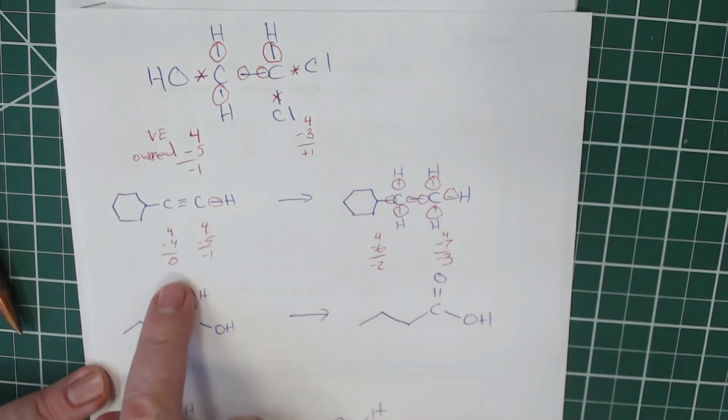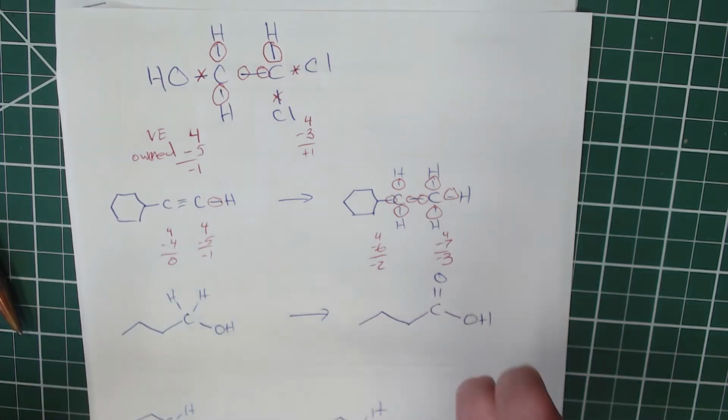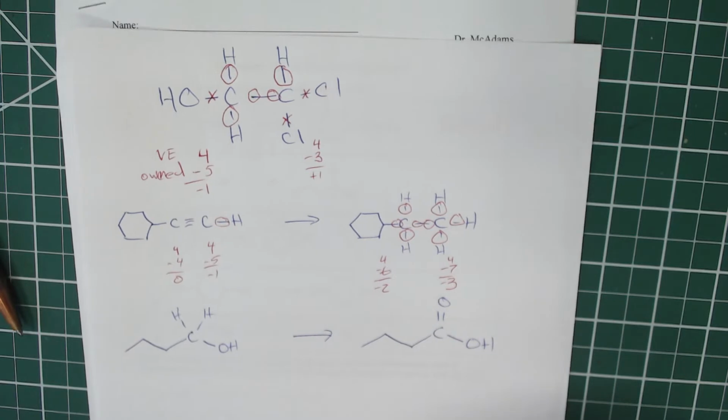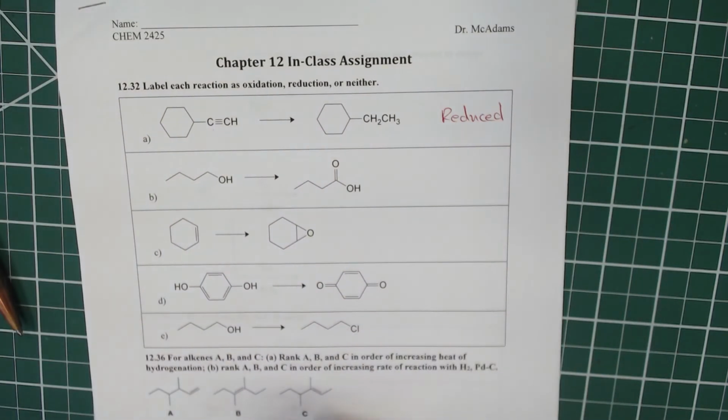So you'll see that both of the carbons got more negative. Their oxidation numbers got more negative. That means they've been reduced. If you just remember that when you gain more hydrogen, it gets reduced, that's going to get it done for you. But this is a foolproof way of figuring out the actual numbers.